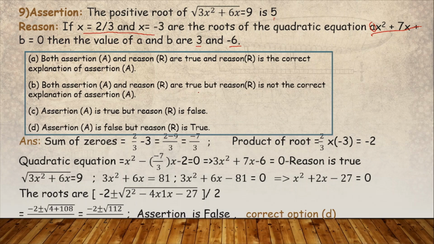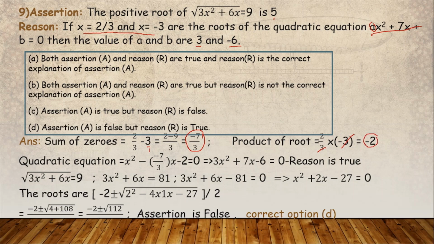What I did first: they have given the zeros, so I find the sum and product of the zeros to get the quadratic equation, and directly compare it with the given quadratic equation so that I can relate the corresponding terms and find the values of a and b. The sum of zeros is 2 by 3 minus 3; take LCM, you get minus 7 by 3. The product is 3 and 3 get cancelled, so minus 2 is the product.